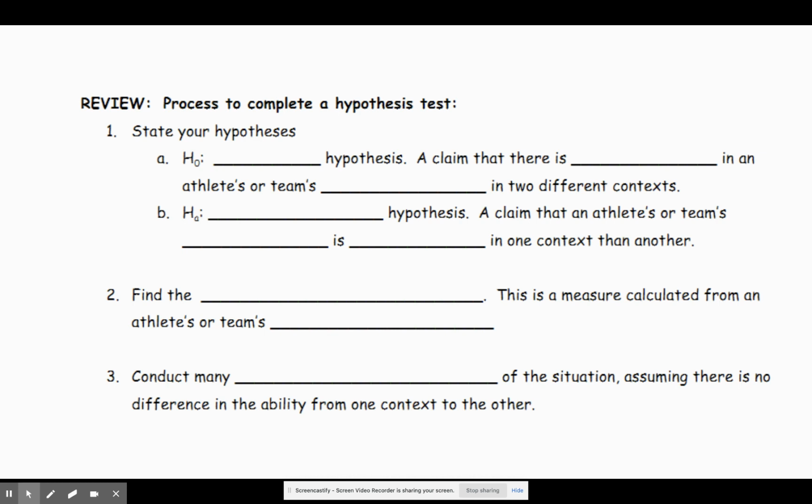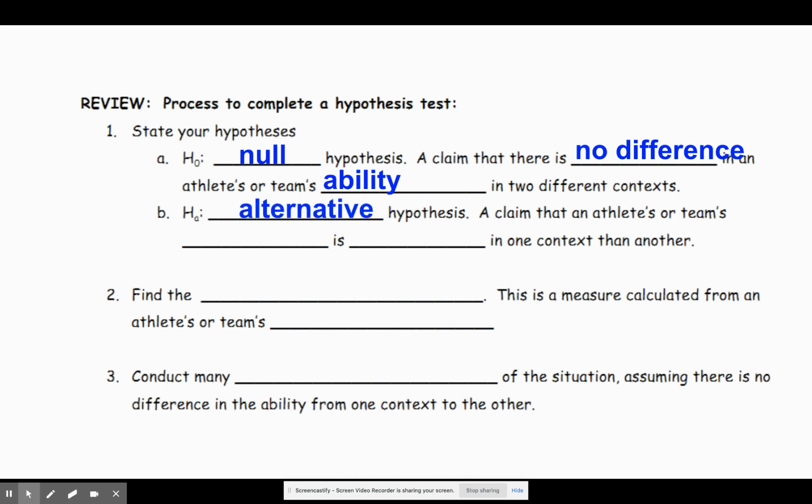Our first step involves stating our hypotheses. We have two hypotheses, the first of which is the null hypothesis, which we abbreviate H naught. The null hypothesis, remember, is a claim that there is no difference in an athlete's or team's ability in two different contexts. So last semester, we looked at things like home games versus away games, right? Where we were looking at a team's ability to win in home games versus away games, and we started by assuming there was no difference.